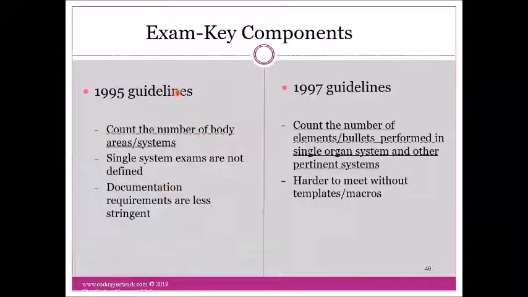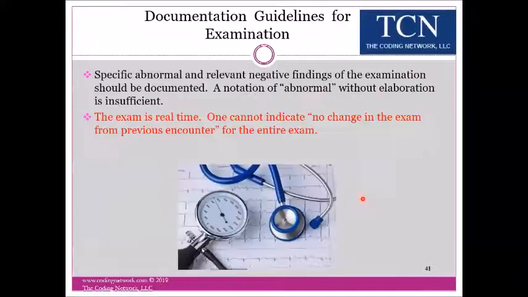So the difference between the two: the 95 guidelines are a little bit easier to meet for the exam, and we saw that example. With the 97 guidelines, you have to count the number of elements or bullets. But if you have templates set up for this, it's not that difficult, as long as you have a template or a macro of some sort. So just making sure, again, on the exam, any specific abnormal and relevant negative findings are documented. Anything abnormal is expanded upon. The exam is real time, so you can't indicate no change from the previous encounter.